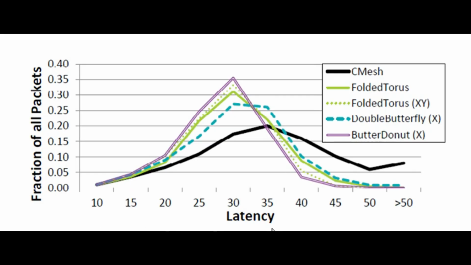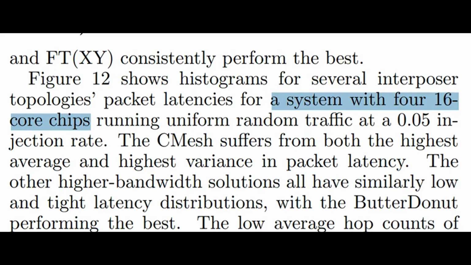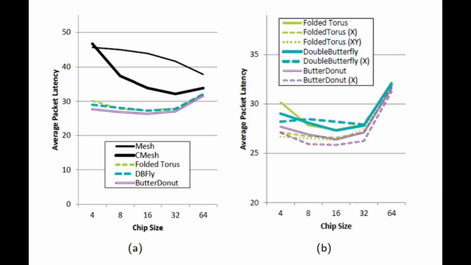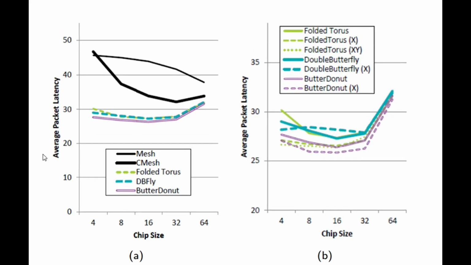Looking at this chart, latency on the X and the fraction of all packets on the Y axis, we can clearly see the ButterDonut wins out, with the concentrated mesh falling far behind. This was a system with 4 16-core chips. But possibly the single most interesting thing to come out of this research was this. 2 charts with the average packet latency on the y-axis, but this time with chip size on the x-axis.